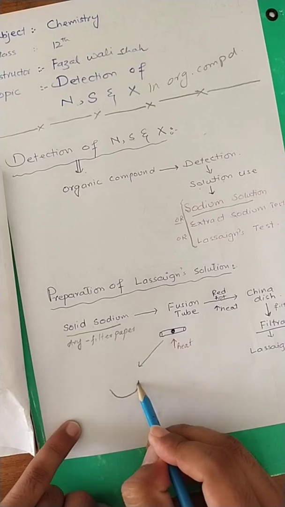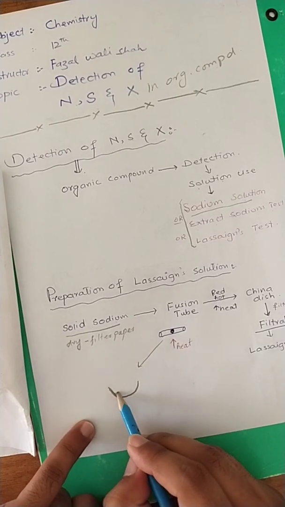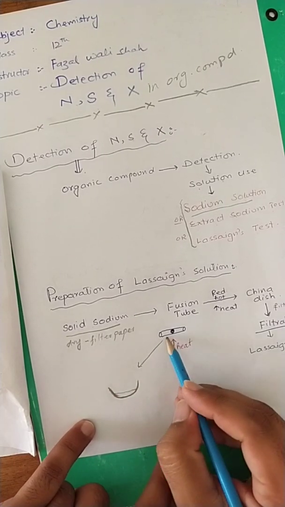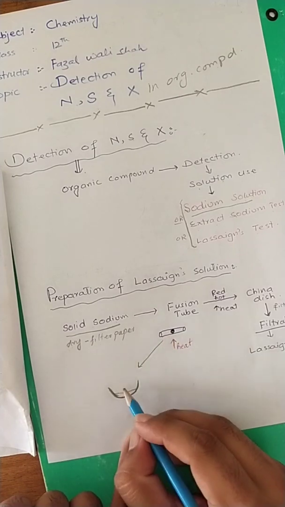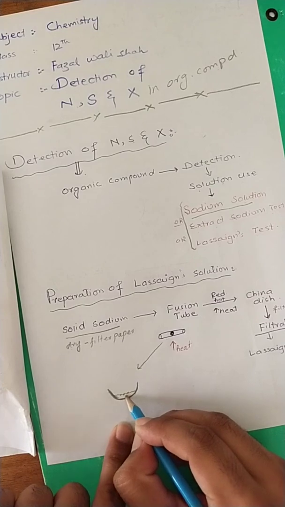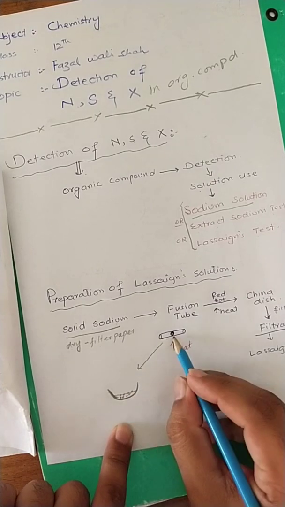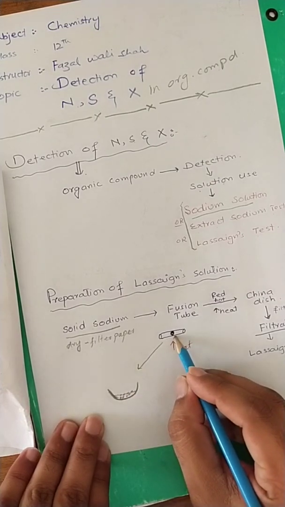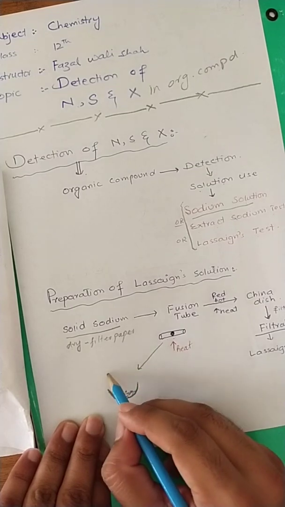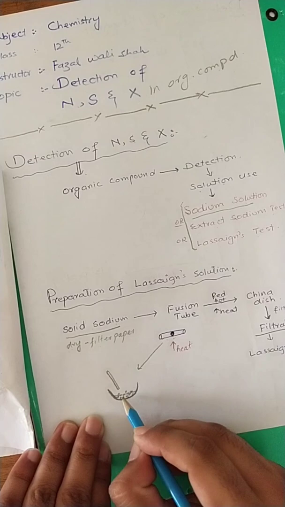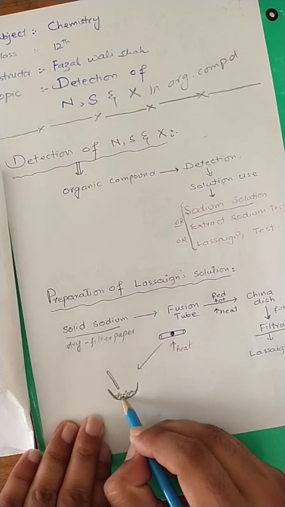and that china dish contains a small amount of distilled water. When we drop this fusion tube into the china dish, it will break down into small pieces. This fusion tube along with the sodium will break down into small pieces, and we also use a stirrer to break it down into even smaller pieces.